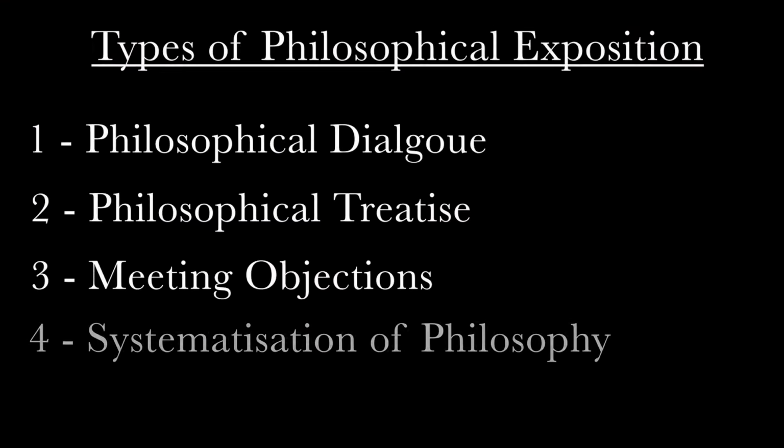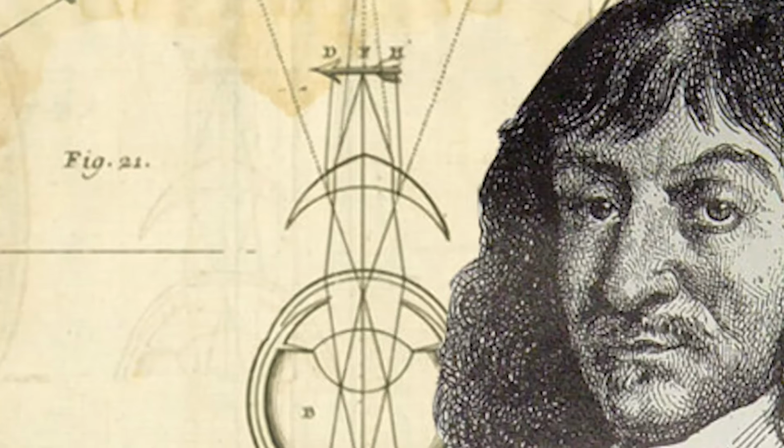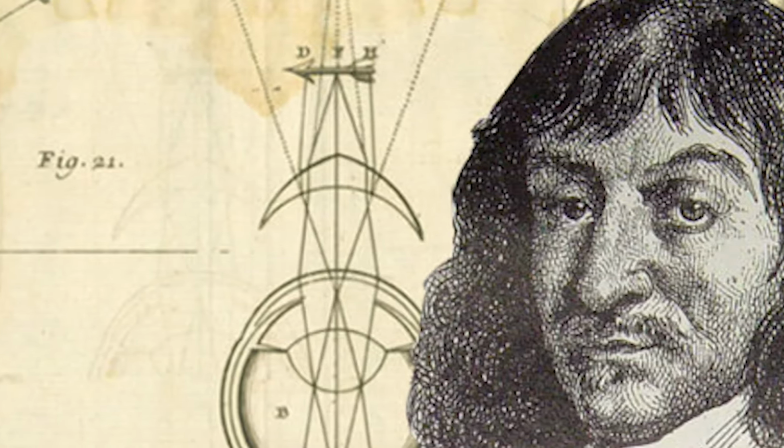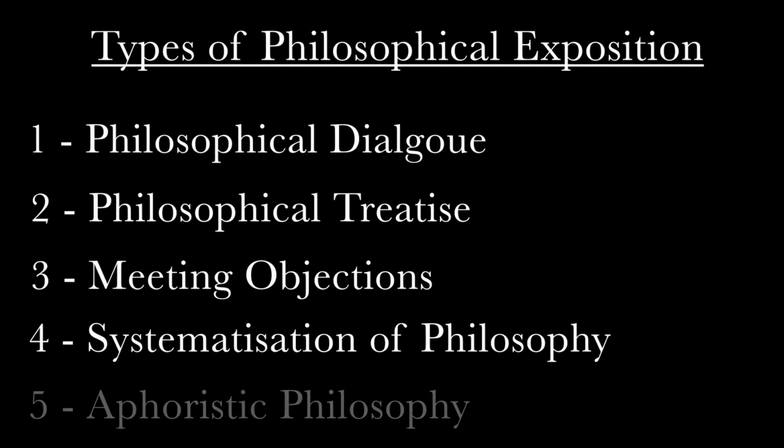Now, the next philosophical exposition is the systematization of philosophy. The poster pin-ups for this style of exposition are Descartes and Spinoza. And this is essentially all about clothing philosophy in mathematical dress, dressing up one's philosophy in formality, certainty, formulations, propositions and proofs.